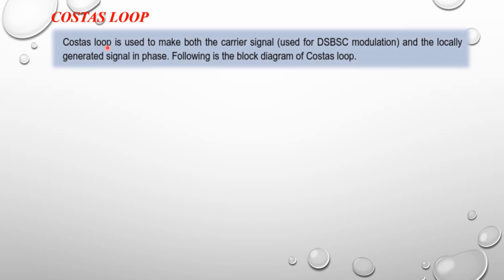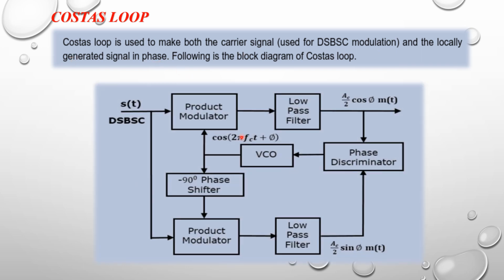Costas loop is a DSBSC demodulator circuit used to make both the carrier signal used for DSBSC modulation and the locally generated signal in phase. And this is the block diagram for the Costas loop. It consists of two product modulators, the upper product modulator and the lower product modulator.